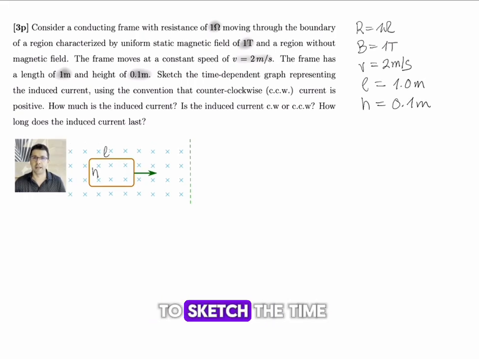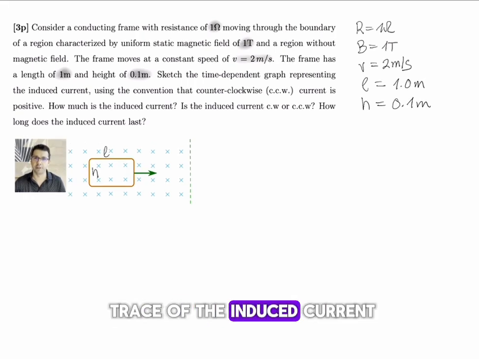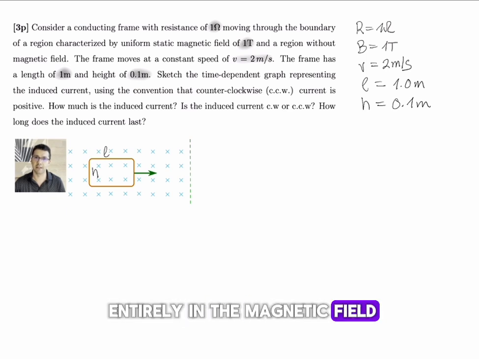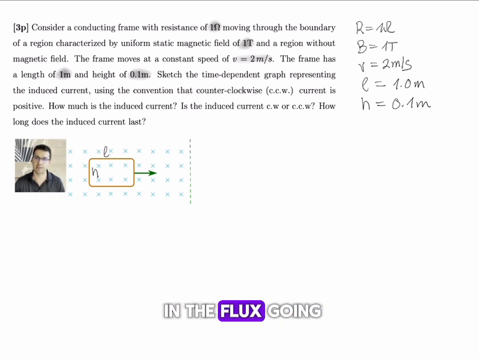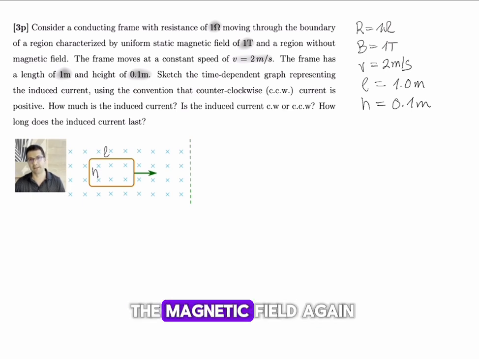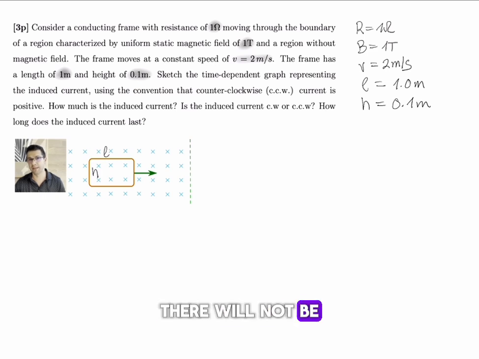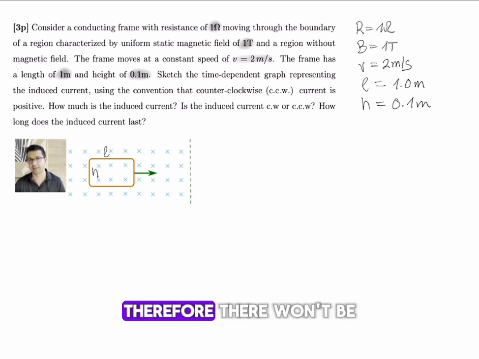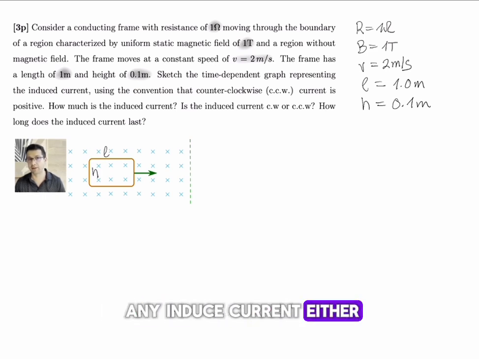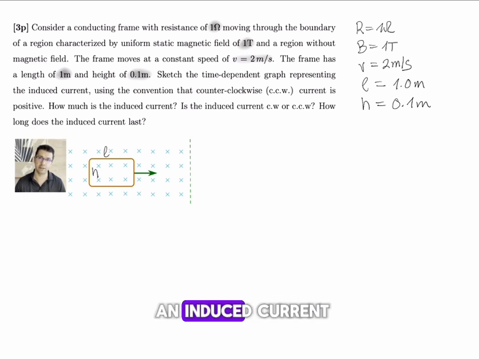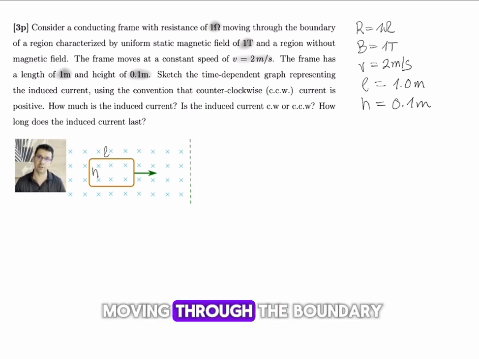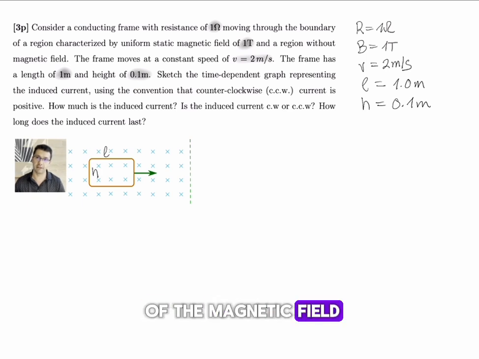Next, we are going to sketch the time trace of the induced current. Consider that as long as the frame is entirely in the magnetic field, there is no change in the flux going through the loop. Therefore, there is no induced current either. Once the frame has entirely moved out of the magnetic field, again, there will not be any change of the magnetic flux. Therefore, there won't be any induced current either. We will only see an induced current while the frame is moving through the boundary of the magnetic field.